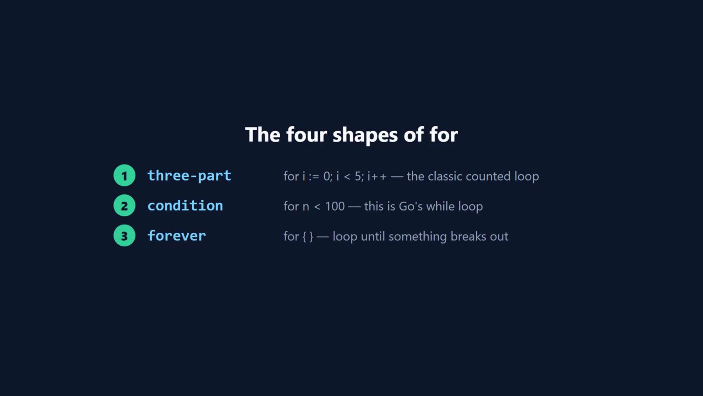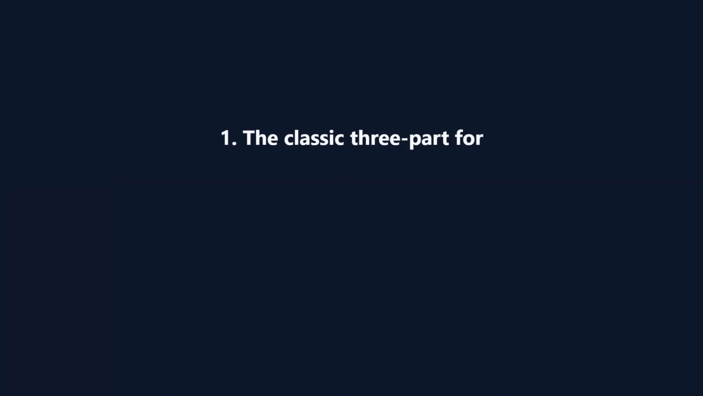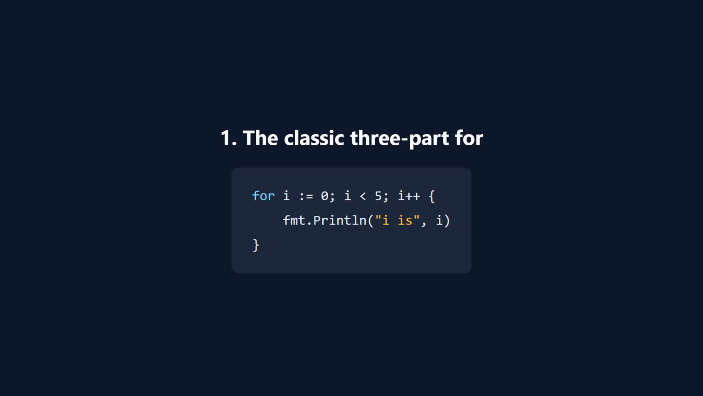Drop the test as well, and you have a loop that runs forever, until something inside it breaks out. And the range form, which walks through a collection, one item at a time. Same keyword every time. The only thing that changes is how much of it you write. The 3-part form has, unsurprisingly, 3 parts, separated by semicolons.